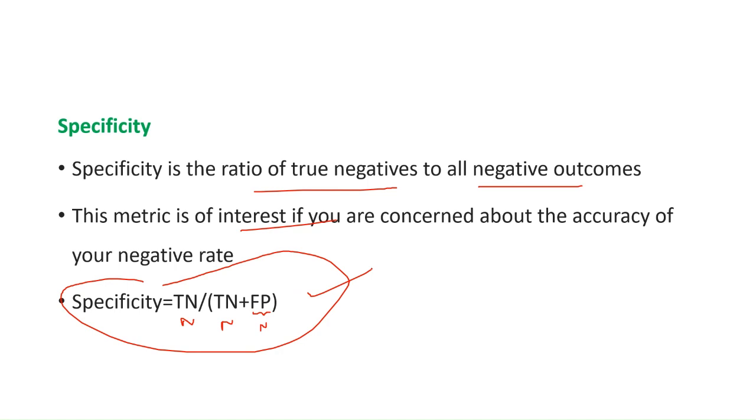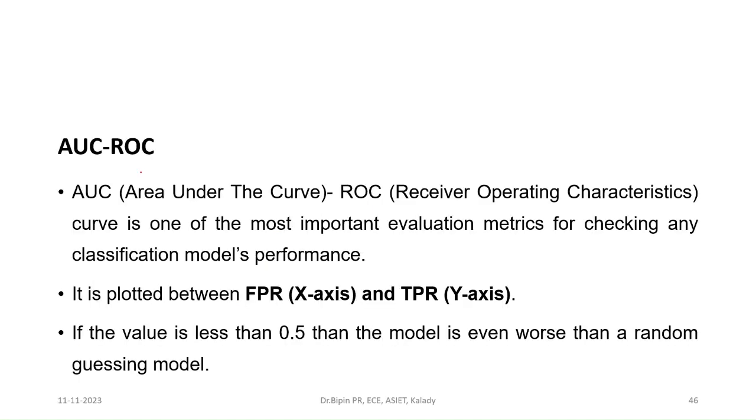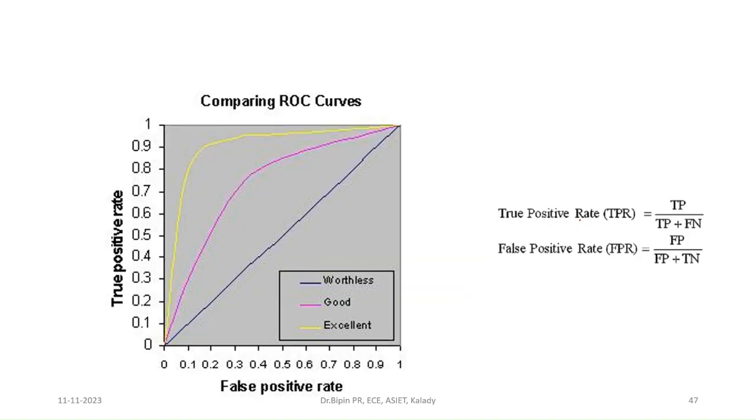So that is specificity. And the next one is AUC, the area under the curve, and ROC, receiver operating characteristics. Now you will have a curve like this. So this is the ROC curve. This is one ROC curve. This is the next ROC curve. Now under which, what is the area? That is the AUC, area under the curve.